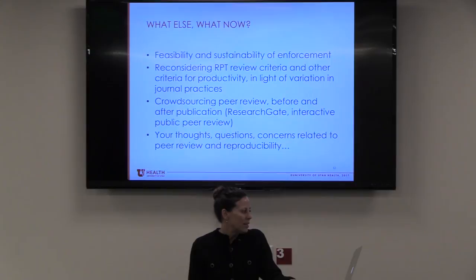So what else? What now? We need to get into that space of feasibility and sustainability. How do we do this in a way that the scientific community can keep it going and it's feasible? If this is the way things are going, we're definitely going to have to reconsider RPT review criteria and other criteria for faculty productivity in light of the variation in journal practices. Submitting an article to a journal like Nature is just going to be vastly different than submitting to some small, obscure journal without a lot of requirements.